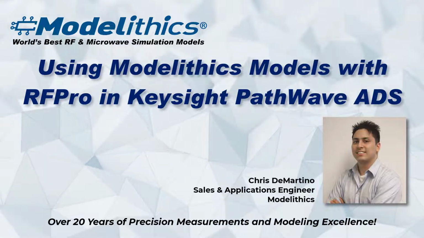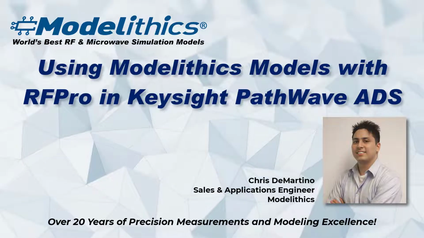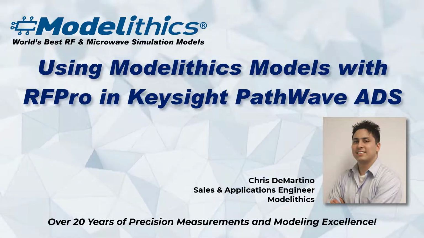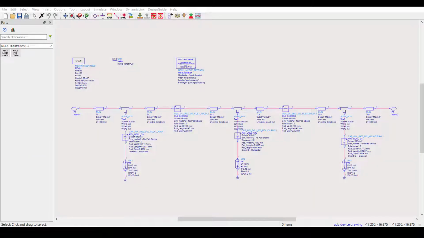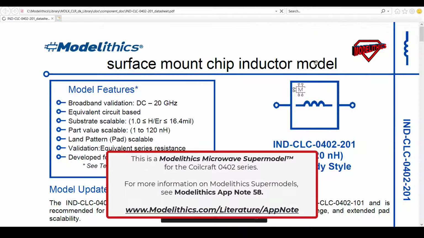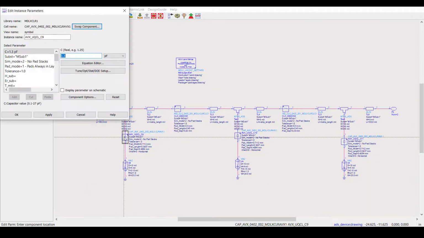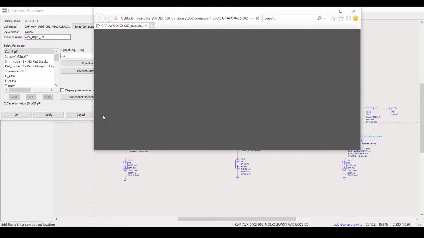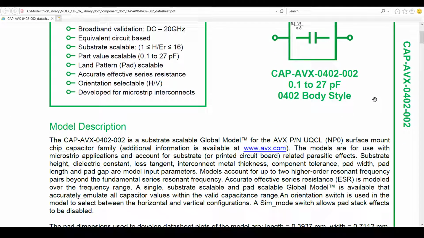In this Shortwaves video, we'll talk about how Modelithics models can be used within Keysight Technologies' RFPro EM environment. This is the schematic in ADS of the filter design we're going to be looking at. For the inductors, we're using Modelithics microwave global models for the Coilcraft 0402 CS inductor series. For the capacitors, we're using microwave global models for the AVX UQCL series.